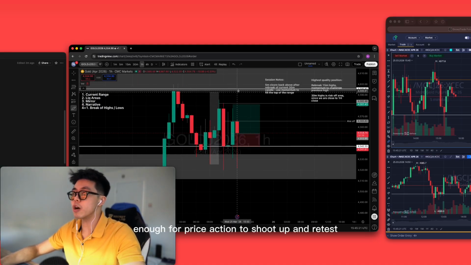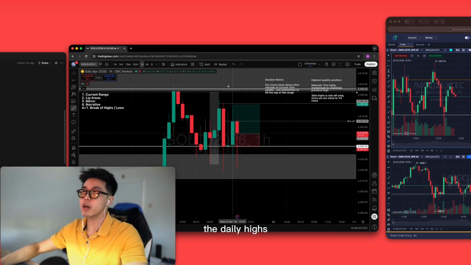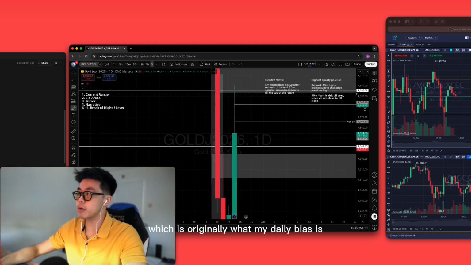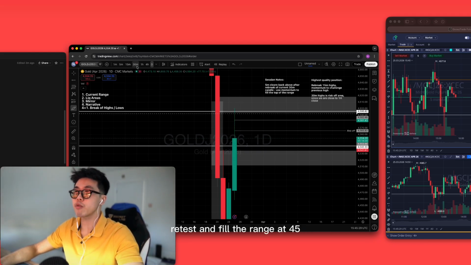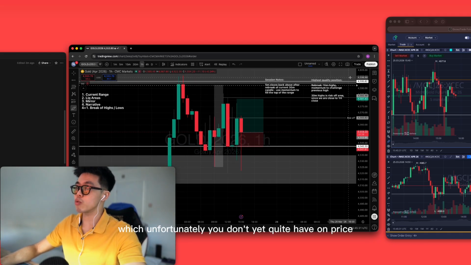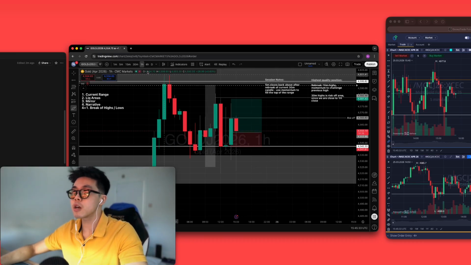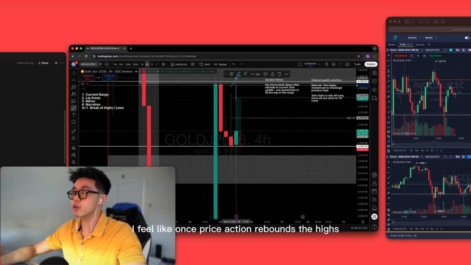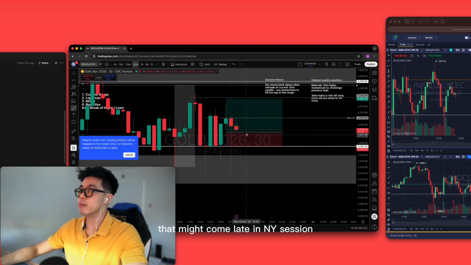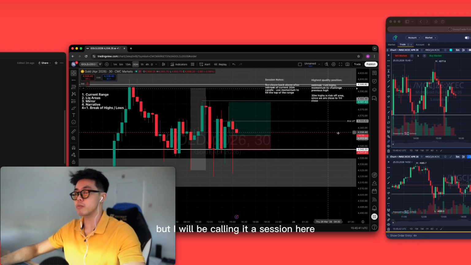but it wasn't enough for price action to shoot up and retest the daily highs, which is originally what my daily bias is. My daily goal is for price action to come back up, retest and fill the range here at 45.91, which unfortunately you don't yet quite have on price. The 4-hour time frame is still very much ready to push. I feel like once price action rebreaks the highs, you'll have no problem. That might come late in NY session, but I will be calling it a session here.